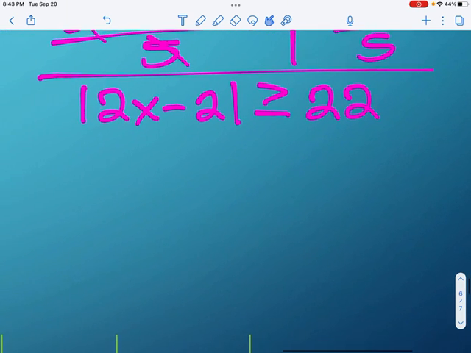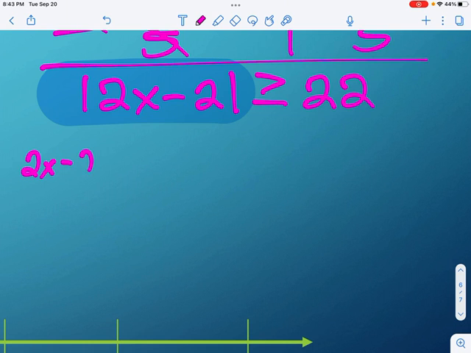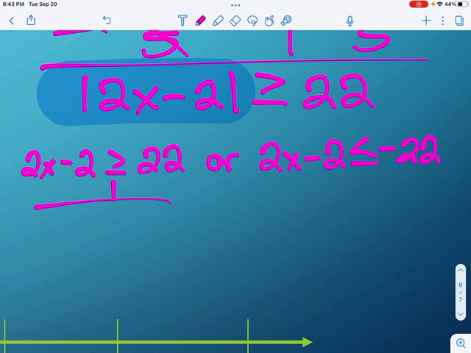Now when we look at this problem, this is an or statement because I have my absolute value greater than a number. So that's going to mean I go 2x minus 2 is greater than or equal to 22, or 2x minus 2 is less than or equal to negative 22 because we have to flip the inequality. Now we're going to solve this.